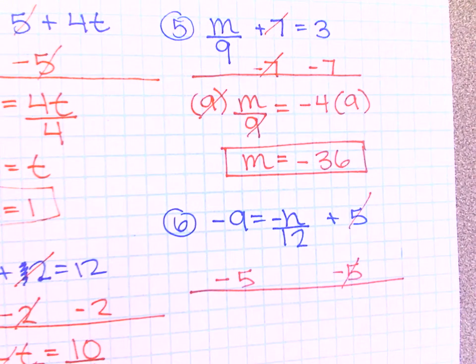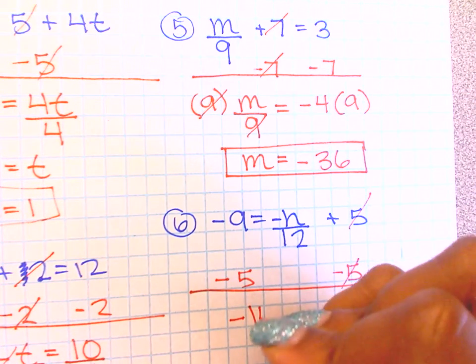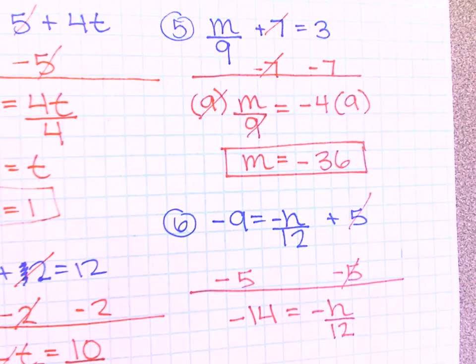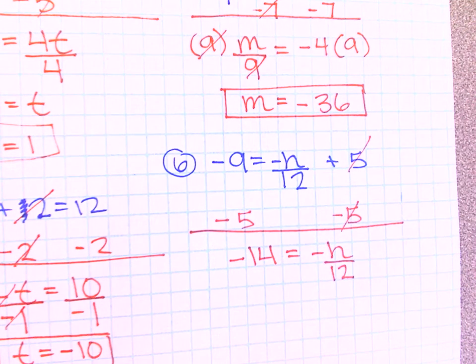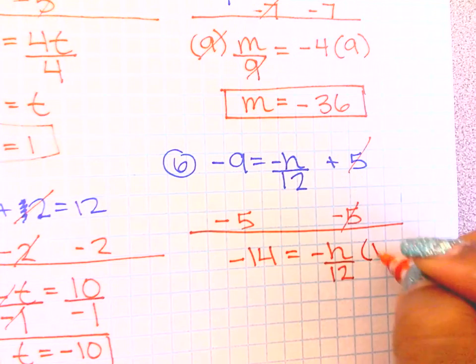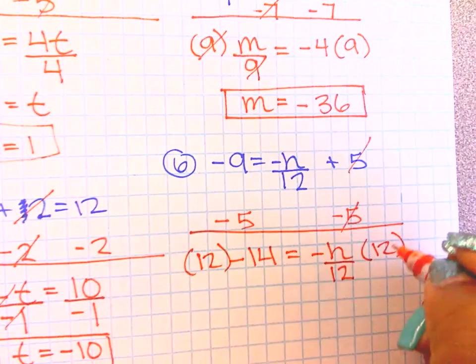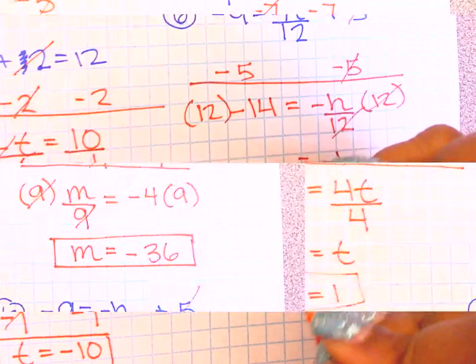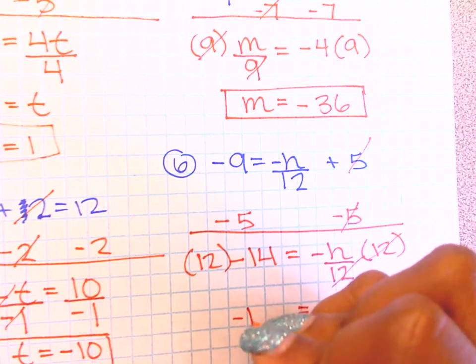Negative 9 minus 5, same signs add and keep, so it's going to be negative, add them, 14, equals negative h over 12. Negative 14 equals negative h over 12. So now to get h by itself, I have to multiply by 12 on both sides. And the opposite. My 12's cancel. I have negative h on one side of the equal sign. On the other side, I have 12 times negative 14, which is a negative 168.